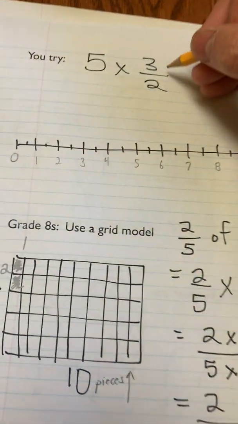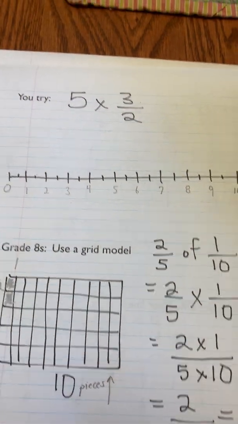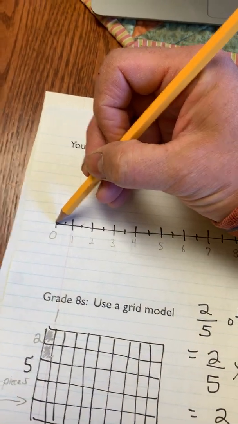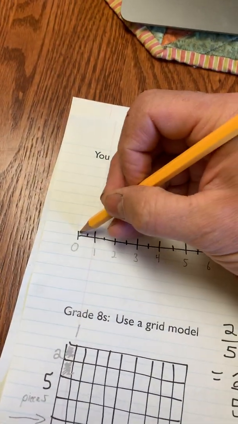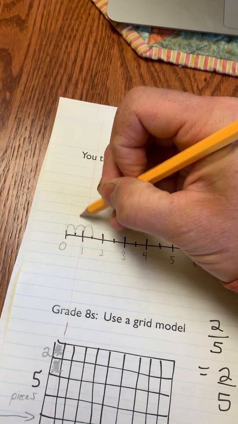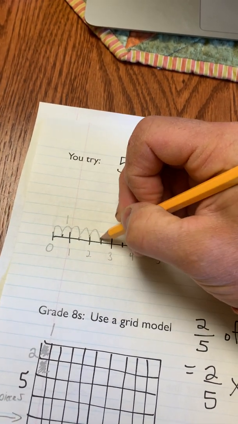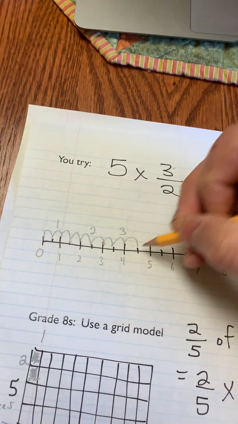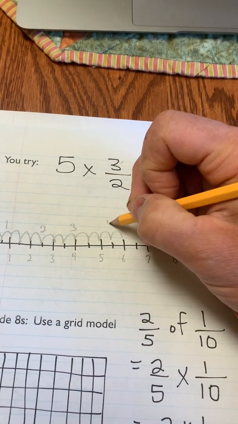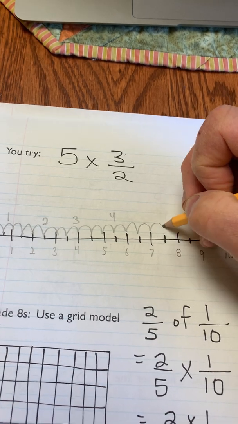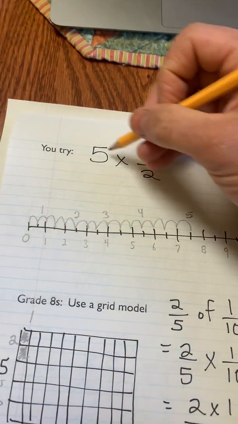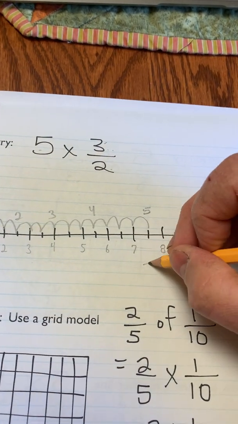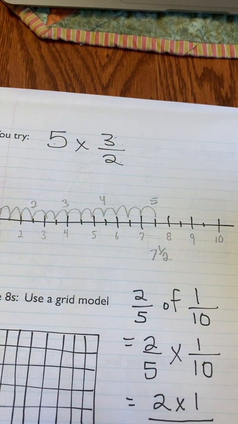Let's try it again though if we have an improper fraction. So this time we've got 5 times 3 halves. If that was the case, I have 5 groups of 3 halves. So let's do 1, 2, 3. So that's one group. 1, 2, 3. That's 2 groups. 1, 2, 3. That's 3 groups. 1, 2, 3. That's 4 groups. 1, 2, 3. That's 5 groups. So I have my 5 groups of 3 halves, and the answer has to be 7.5.